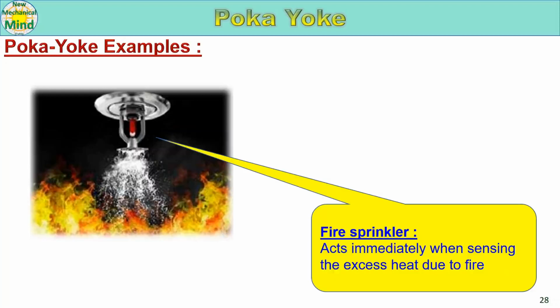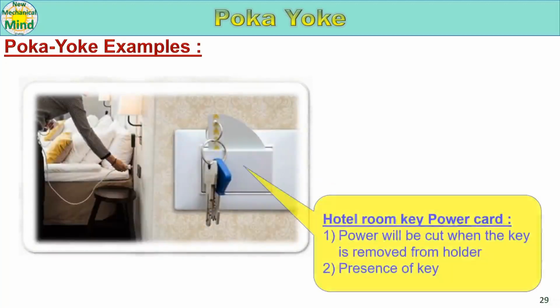Fire sprinkler acts immediately when sensing the excess heat due to fire. Hotel room key power cord. Power will be cut when the key is removed from the holder. And presence of key. No need to look for the key here and there, because it will be available in the holder only.